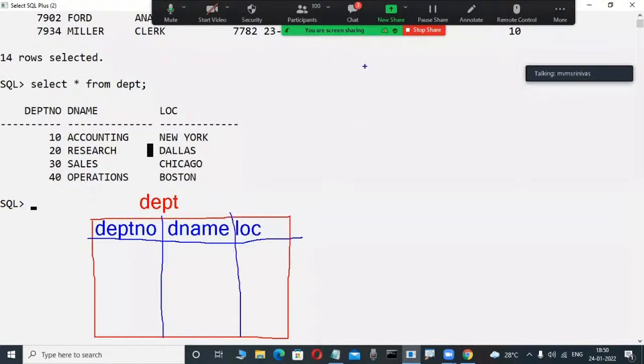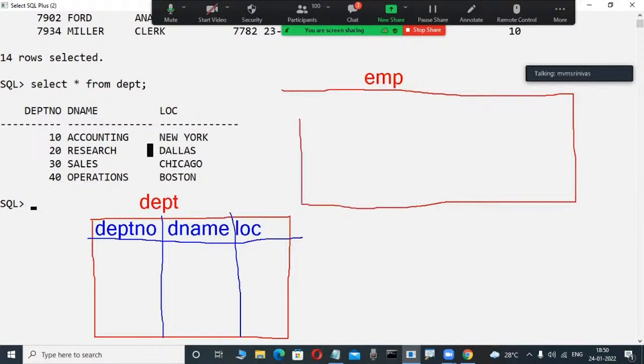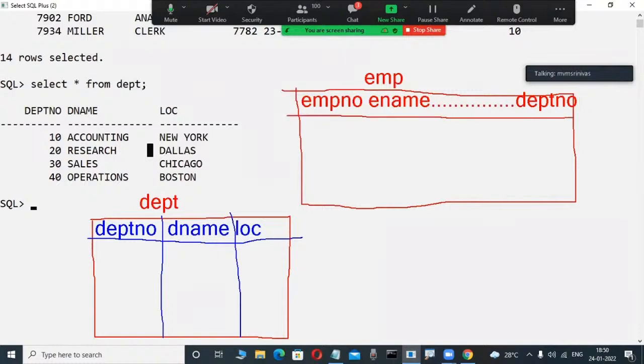Again, EMP is a table. Don't worry, just observe it here. In this case also, so many columns are there: employee number, E name, and so on. One of these, the last column, is DEPT number, which Oracle Corporation gives. Okay, fine. Now, observe for one minute.